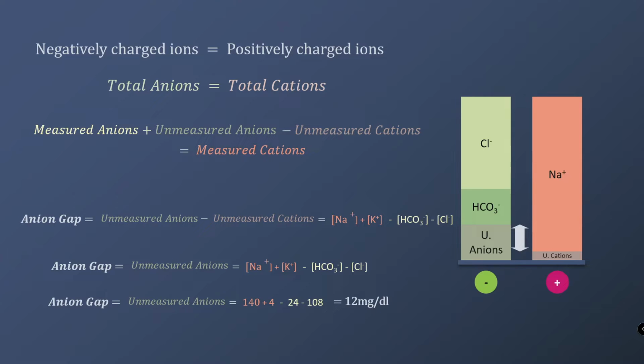So basically anion gap is a range, and it varies from 8 to 18 milligram per deciliter. I don't think you need to remember these values because it differs as per the laboratory and whether or not they are considering potassium in the calculation, right? So this was the equation of anion gap.